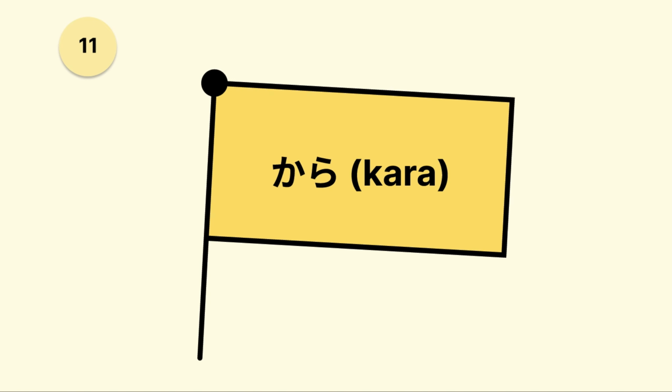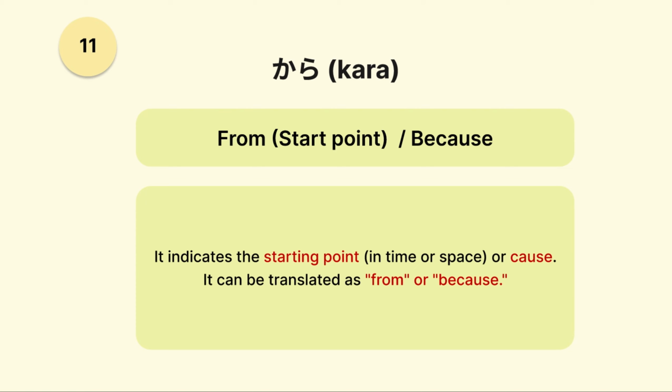Number 11. から. から is for "from" or "because." から indicates the starting point or cause. It can be translated as "from" or "because" in English.